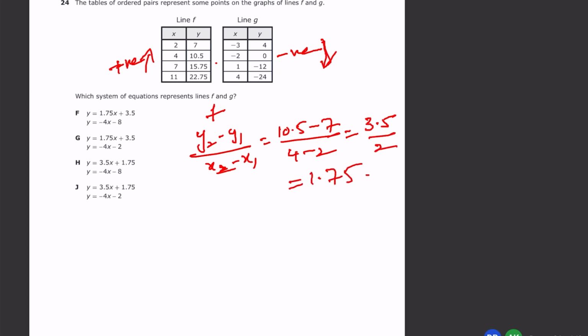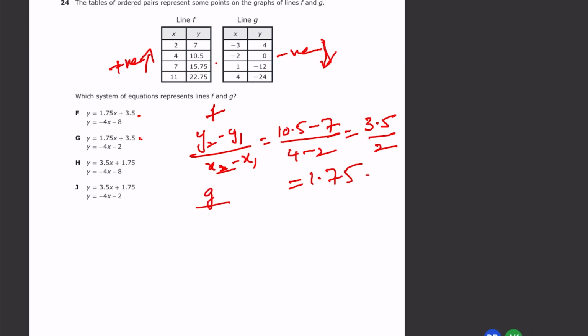It is a positive 1.575. So in these two cases, both of them are 1.575 itself, so it can be in between f and g. Now we'll find out for the next one, and by putting in one of the values you can find out what b is also. So we'll do it for y first. We'll do it for line g.